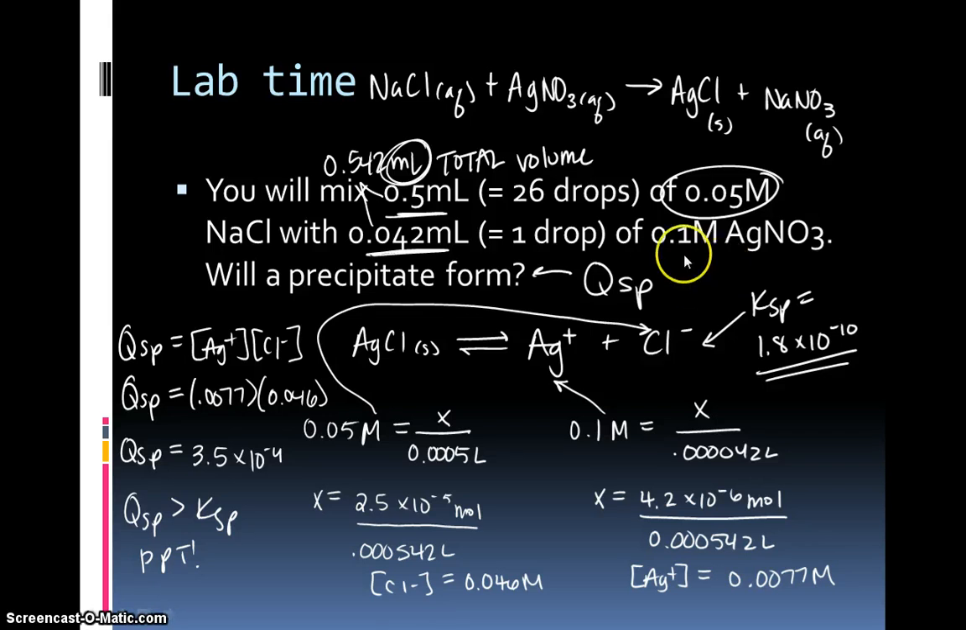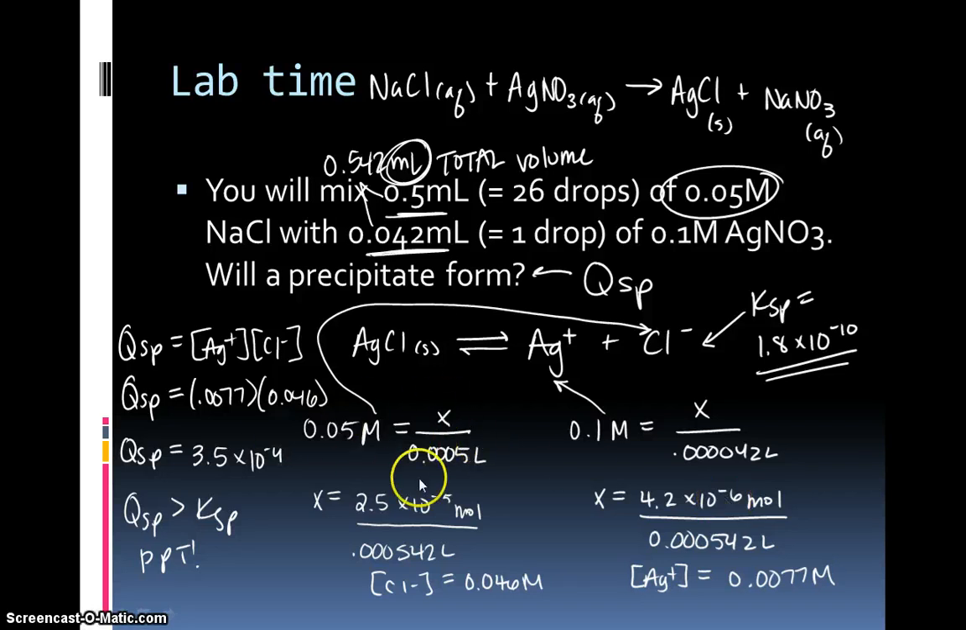Because I'm adding 0.1 molar AgNO3, that means I'm adding 0.1 molar Ag to my equilibrium. So I can use that to solve for how many moles of my Ag are actually being contributed to my equilibrium by using the molarity equation. I know I'm adding 0.042 milliliters, so I divide by 1,000 to get that into liters, and then I just solve for moles. I would do my 0.000042 times 0.1 to get 4.2 times 10 to the negative 6 moles for my Ag ion that I added.